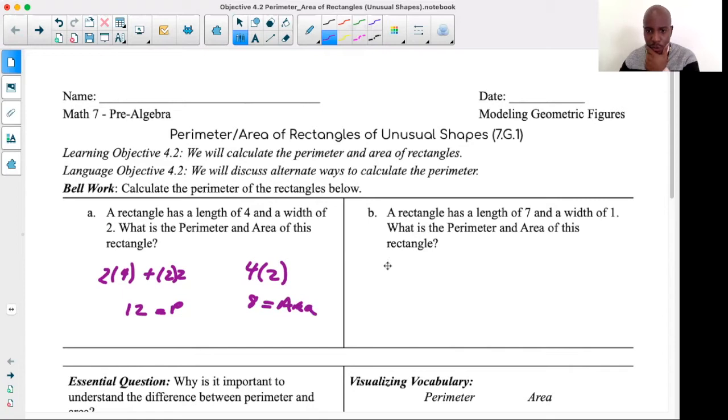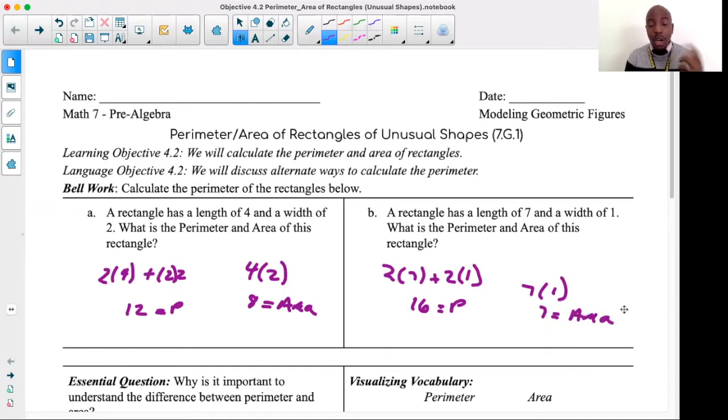And if you did 4 times 2 and you got 8 for the area, that is A-okay. Over here for B, you would do 2 times 7 plus 2 times 1. You would end up getting 14 plus 2, which is 16 for the perimeter. And then you would do 7 times 1, and you would get 7 for the area. Right?